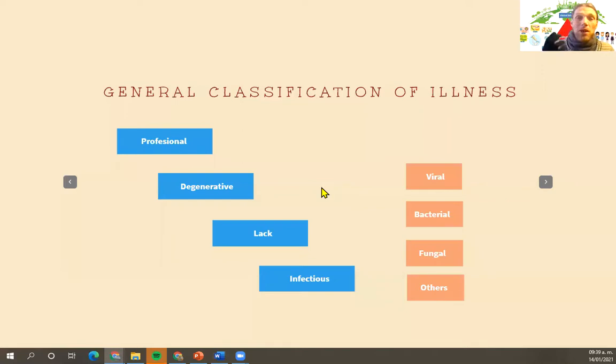Okay, so infectious diseases. These ones are caused by an agent, okay? The agents, we can divide them in 4 groups: viral, bacterial, fungal, and others. And I want you to give me some examples, please, because I would like you to have some examples. Ivan, give me an example of a virus. Coronavirus. Yeah, very good, of course.